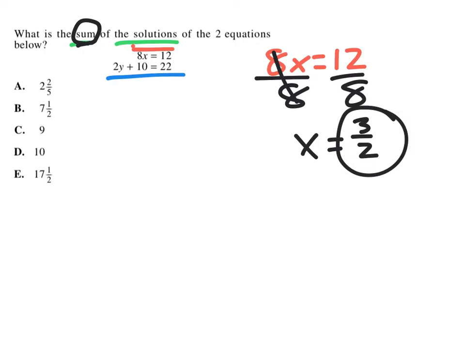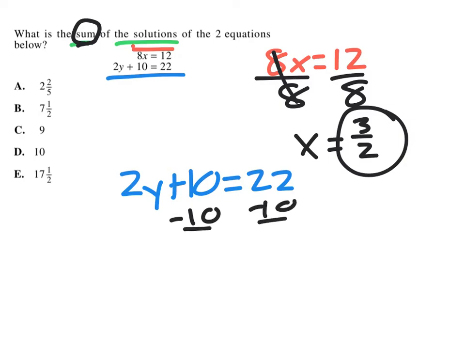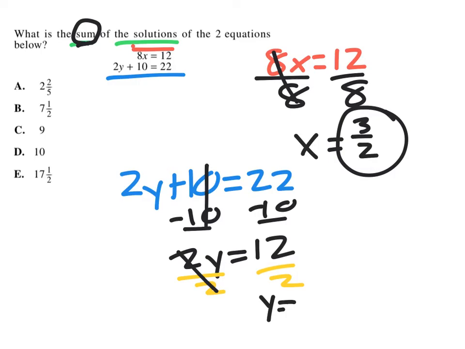Now look at the second equation, which is 2y plus 10 equals 22. And again, I want to get y by itself. So first I'm going to get rid of the adding 10 by subtracting 10. That gives me 2y equals 12. And now y is being multiplied by 2. So I'm going to divide by 2, which tells me y is equal to 6.